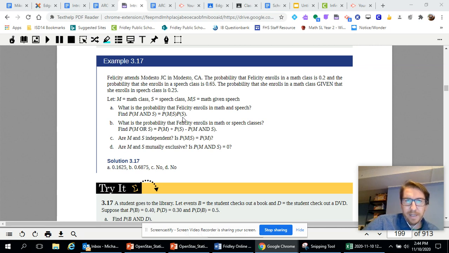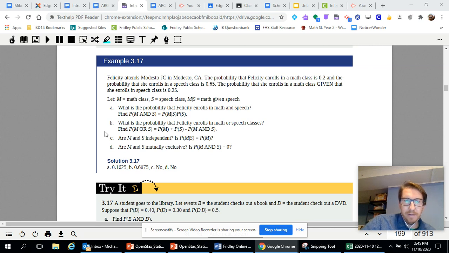So if we plug in those values, we just take all the probabilities given to us. Probability of speech is 0.65. Probability of math given speech is 0.25. So if we multiply 0.25 by 0.65, we get 0.1625. So about 16% of the time.